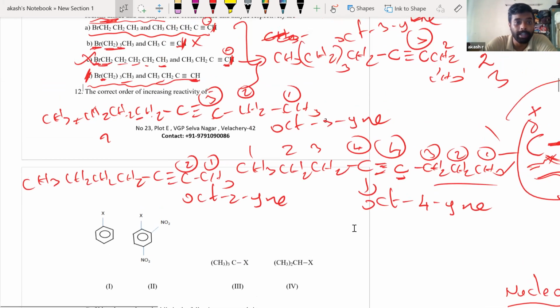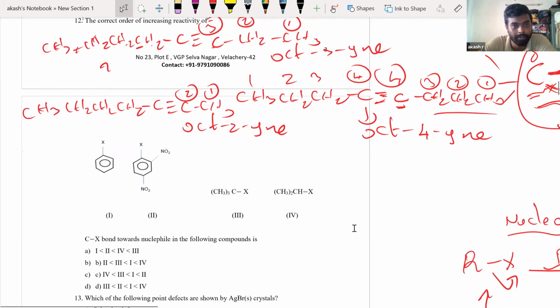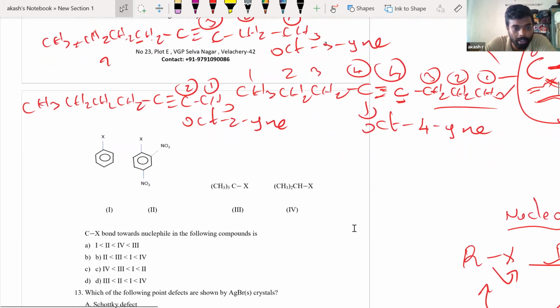Right, going on. The correct order of increasing reactivity of the C-X bond towards the nucleophile.